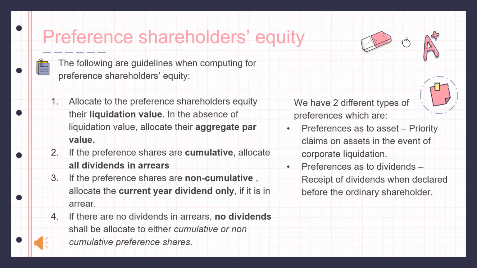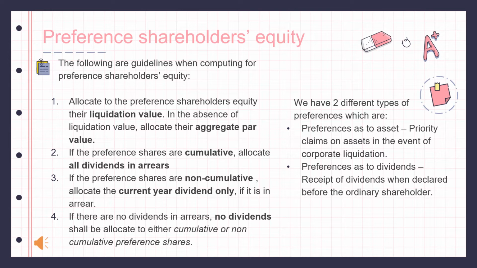Next is preference shareholders' equity. The following are guidelines when computing for preference shareholders' equity. 1. Allocate to the preference shareholders' equity their liquidation value. In the absence of liquidation value, allocate their aggregate par value. Ang matatanggap ng preference shareholders ay yung liquidation value. Kung walang liquidation value, may matatanggap pa rin silang dividend in arrears.